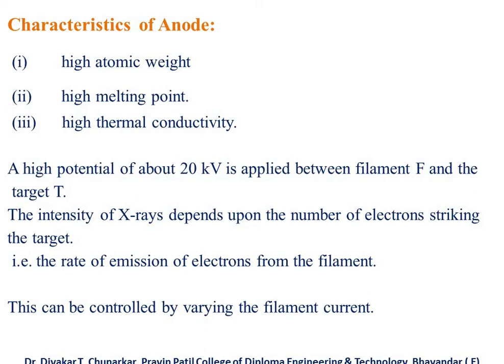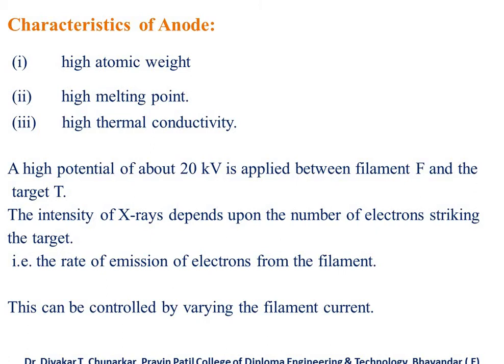In X-ray production, there is bombardment, and fast-moving electrons produce a large amount of heat. Then high thermal conductivity helps to carry away the generated heat. The target is placed at an angle of 45 degrees with the path of the electron beam. A high potential of about 20 kilovolts is applied between the filament F and target T.